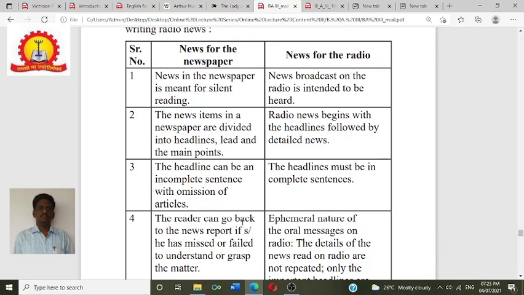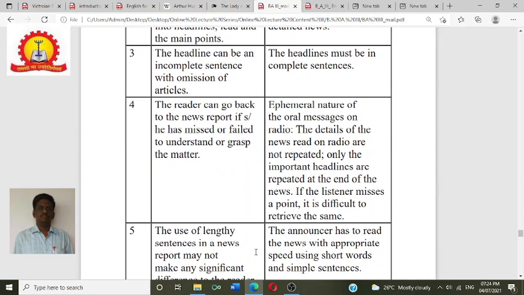So see the difference in news for the radio on this point. The headline must be a complete sentence. So the reader for radio broadcasting uses headlines with a complete sentence. He is not using an incomplete sentence. He is not assuming anything. He is not supposing that his audience will fill the gap. Instead, he very clearly broadcasts the headlines in a complete sentence. Then the fourth one.